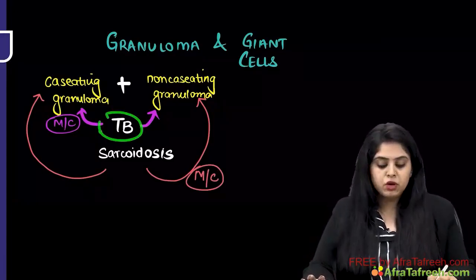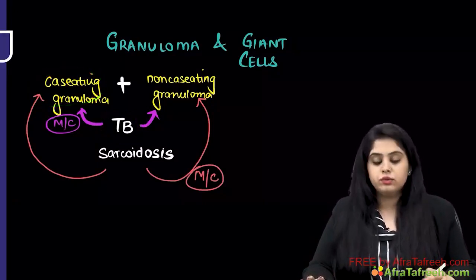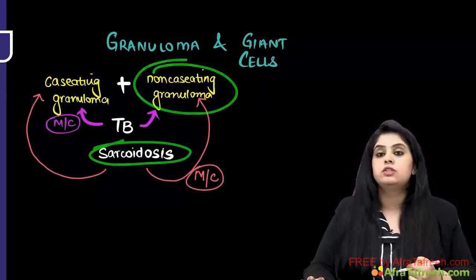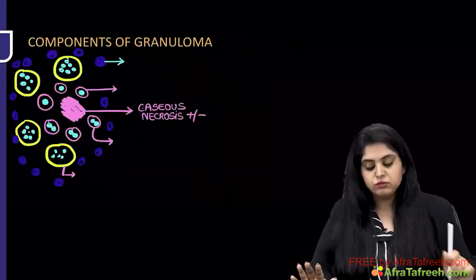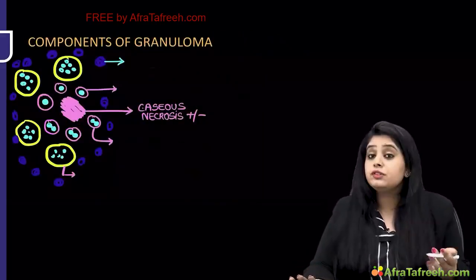But TB shows me more commonly caseating and sarcoidosis shows me more commonly non-caseating. Sorted? Coming back. So this was the story of caseous necrosis. Now what do you see around it?